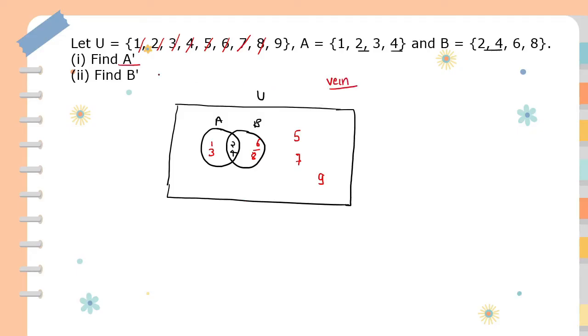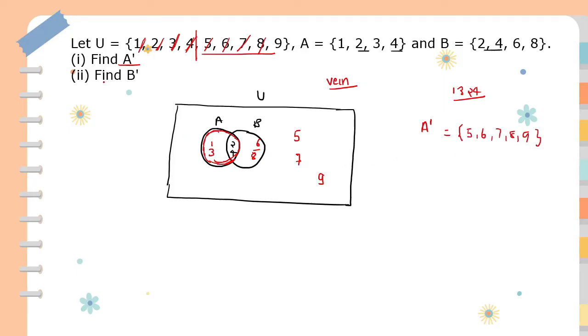Now we have to find a complement. So a complement means excluding a, so we will remove all these numbers from the universal set. So we will remove 1 3 and 2 and 4 from the universal set. So this will be left. So a complement will give 5 6 7 8 and 9.